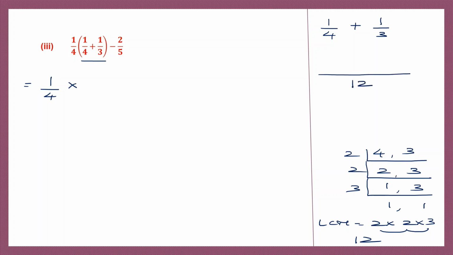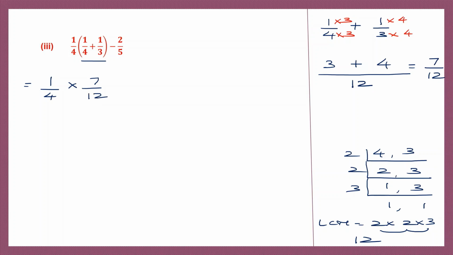And look at the first fraction, 4 is the denominator. So 4 into 3 is 12. So multiply 1 also by 3. 1 3s are 3 plus, next fraction, denominator is 3. 3 into 4 is 12. So multiply 1 by 4. 1 4s are 4. So here 3 plus 4, which is 7. 7 by 12. So we have removed the parenthesis, and the answer that we got was 7 by 12.